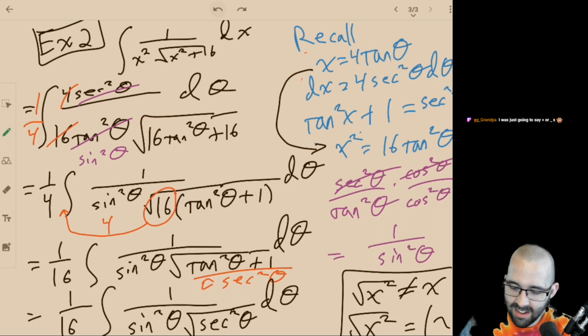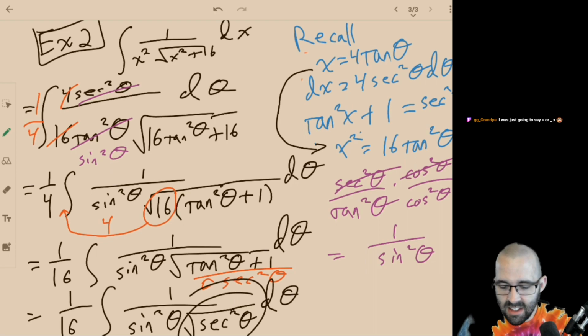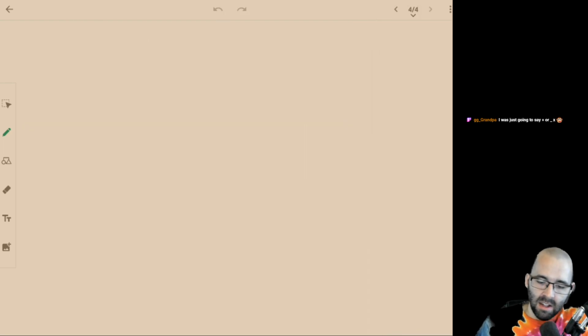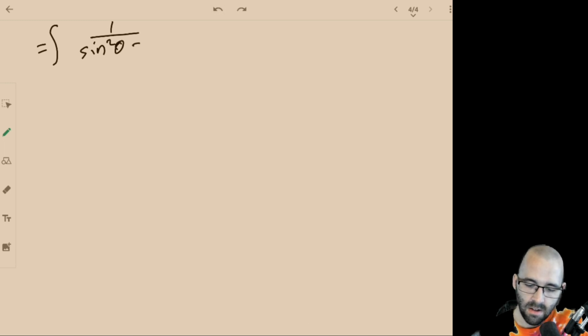All right, grandpa's on top of this. 30 years be darned. So let's go on to the next page. We got 1/16. We're just going to simplify this to secant of theta, assuming we have the correct domain restrictions. All right, so we have the antiderivative of 1 divided by sine squared of theta times secant theta d theta.